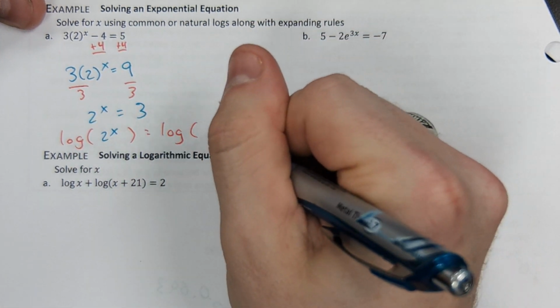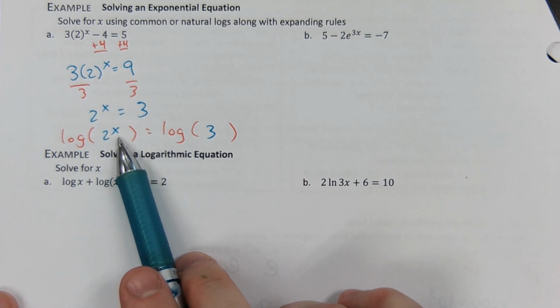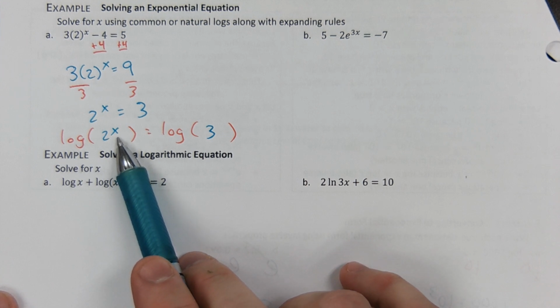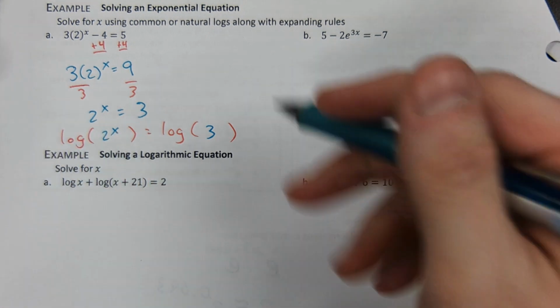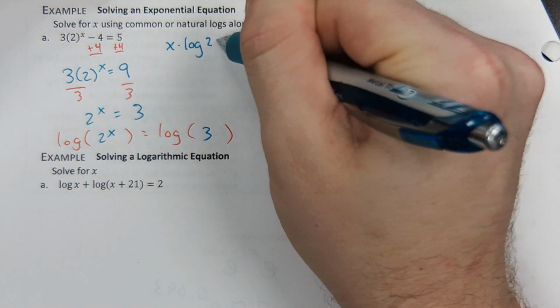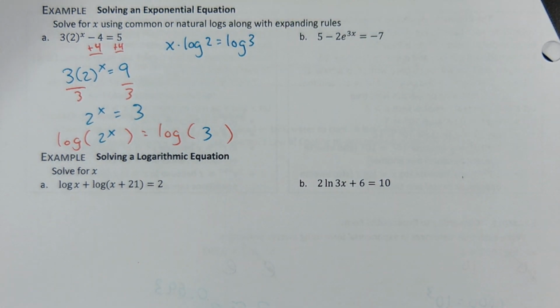Now the common log is not going to cancel exponential base 2. But what it will allow us to do is expand this logarithm, because this logarithm has an x in its exponent position. So you could take the exponent outside of the logarithm. Log of 2 is a number. And anytime you have a number stuck next to an x and you need to isolate x, you divide.